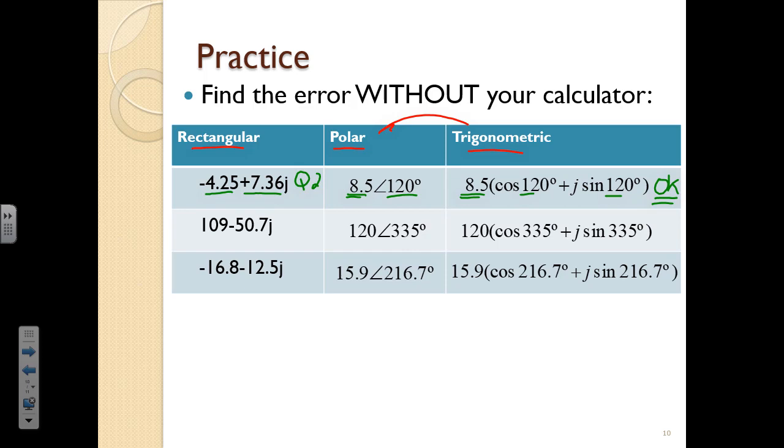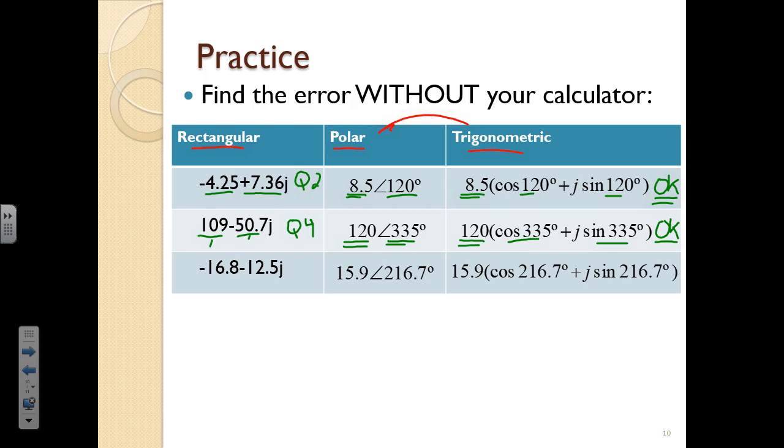The mistake is somewhere in the bottom 2. The second one, 109 real part, that moves us to the right, and down 50.7, that puts us down in quadrant 4. 335 degrees is in quadrant 4, and so 120 is our magnitude with a direction of 335. That matches the polar and trigonometric form. Everything looks good there. You could use the Pythagorean theorem to verify that 109 squared plus 50.7 squared, and take the square root gives you 120. You could verify the angle and you would find that all these are okay. The mistake is somewhere in the last one.